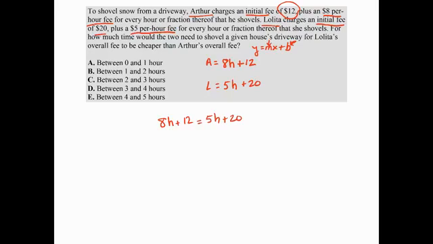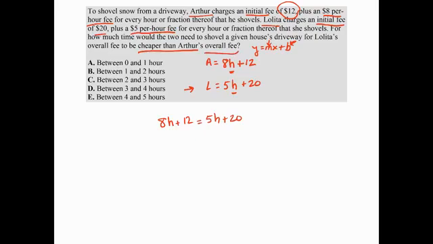Okay, let's solve for h. What we're solving for is what time, or how many hours, it will take before Lolita would be cheaper than Arthur's overall fee, so the final total cost.